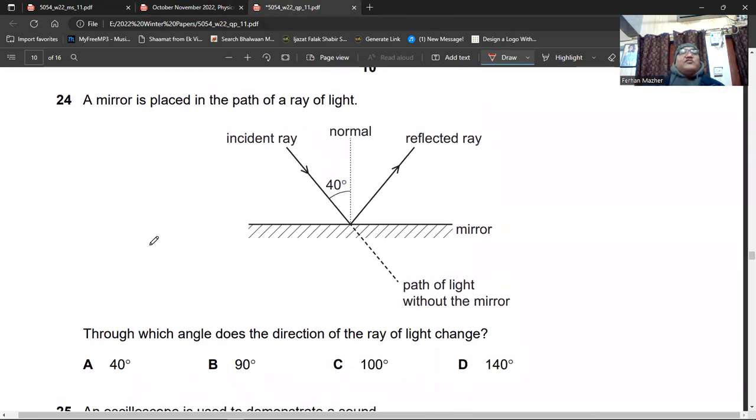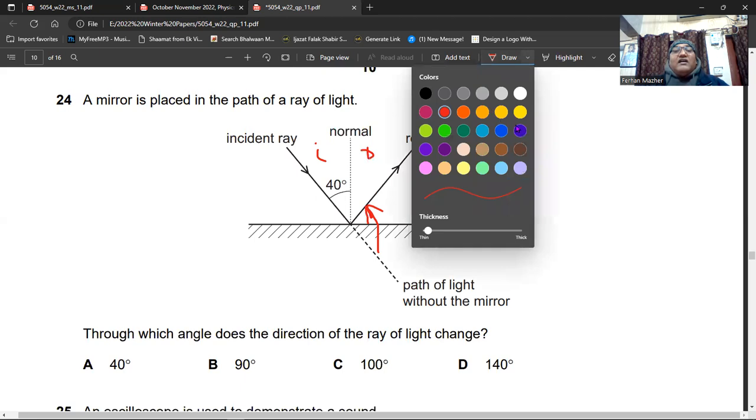So here we have a mirror placed in the path of a ray of light. Through which angle does the direction of the ray of light change? The light was basically going in this direction and it was supposed to go in this direction, but it has changed this much. So he wants to find out how much this angle is. This is the angle of incidence and this is the angle of reflection, and they are both equal to each other.